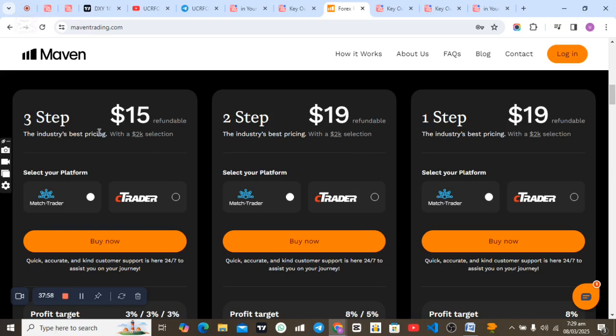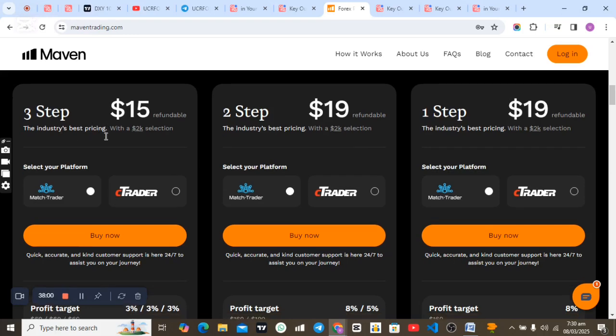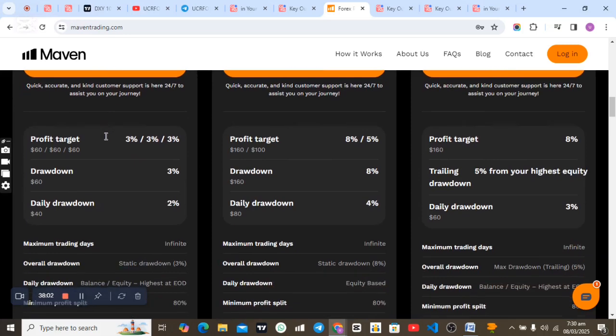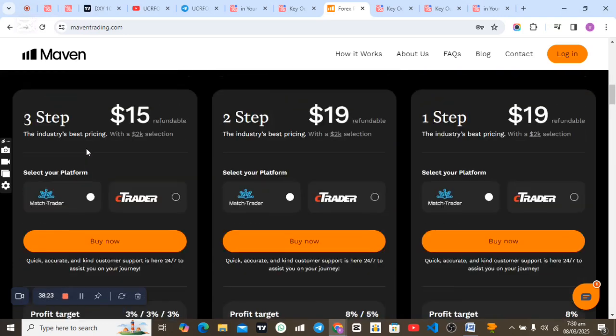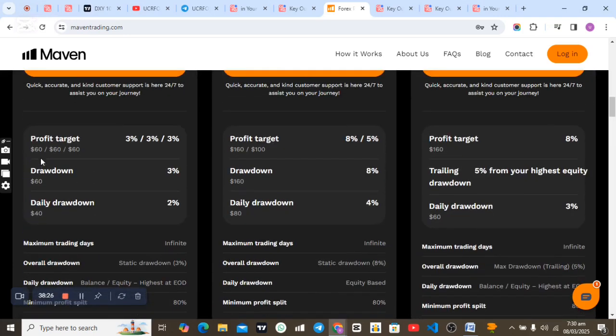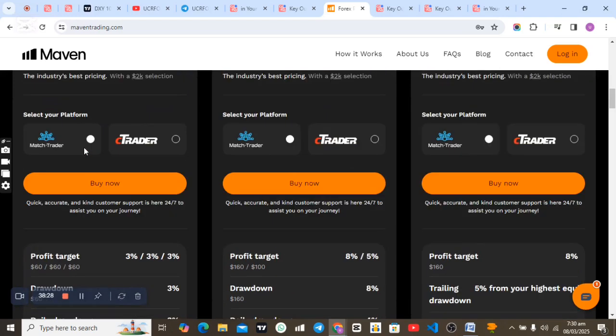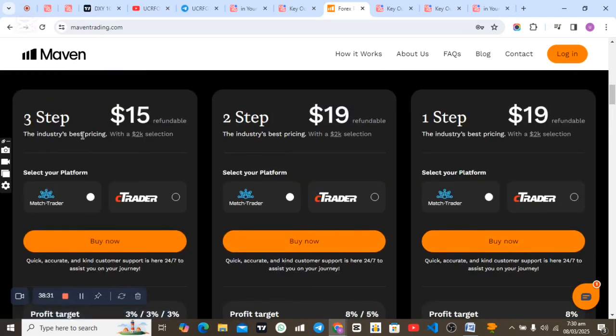When we talk about 3 steps, it means that you are going to have a 3-phase challenge, where the total amount of money they want you to make is 600 USD. That means in the first phase, you are expected to make 60 USD. In the second phase, 60 USD. And in the third phase, 60 USD. The moment you make all these profits, you have been able to pass the 2K account.